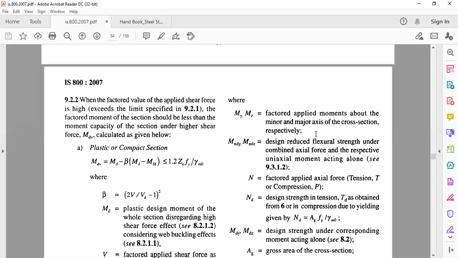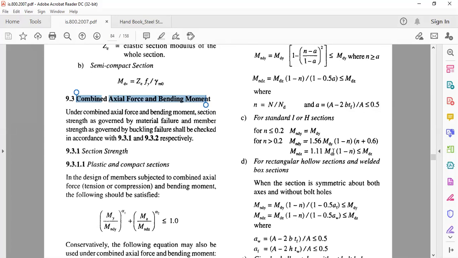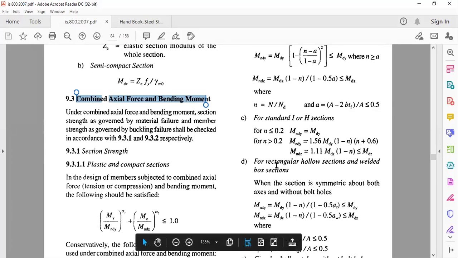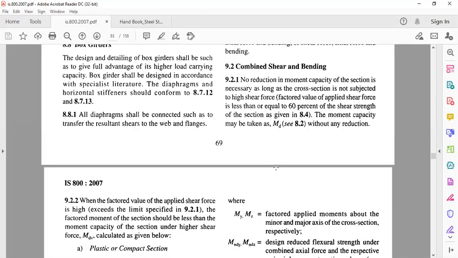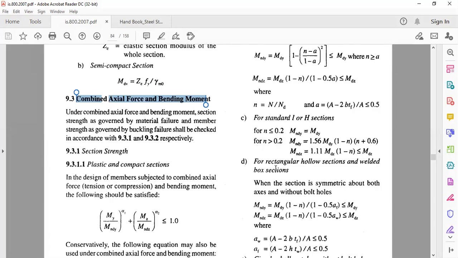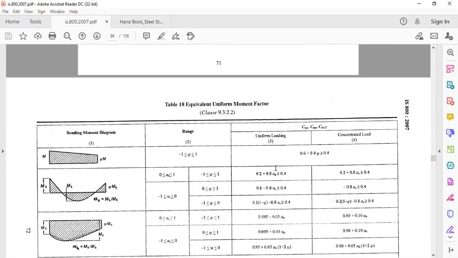Now about the y and the z axis. Similarly, Mdy and Mdz. This is the design reduced flexural strength under combined axial force and respective uniaxial moment acting alone. That is section 9.3.12. So we can directly calculate the values of Mdz and Mdy.